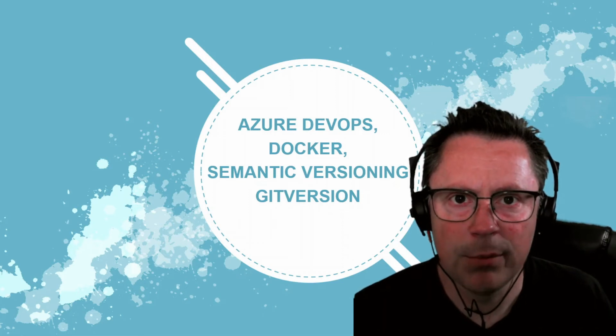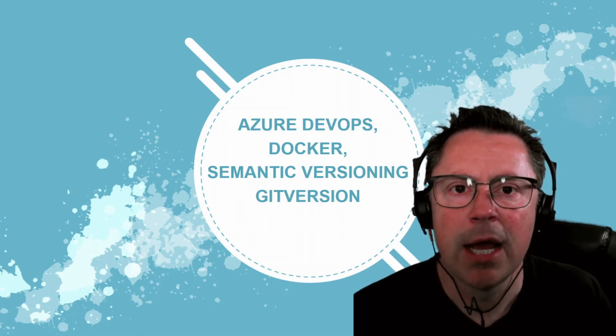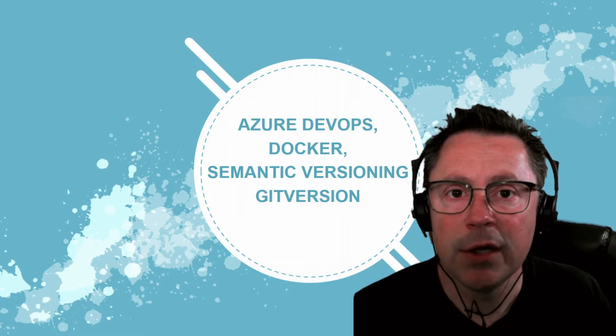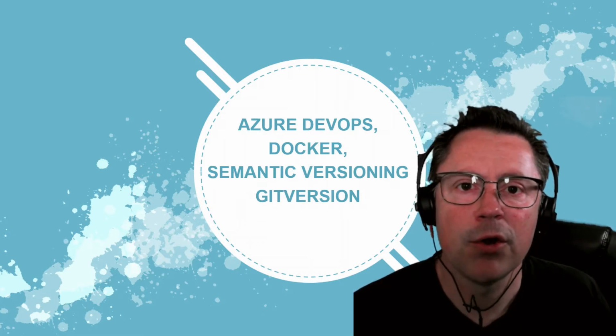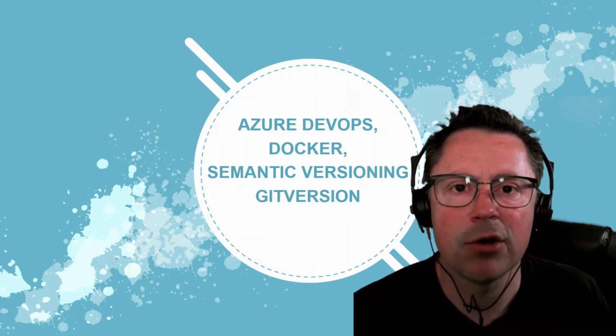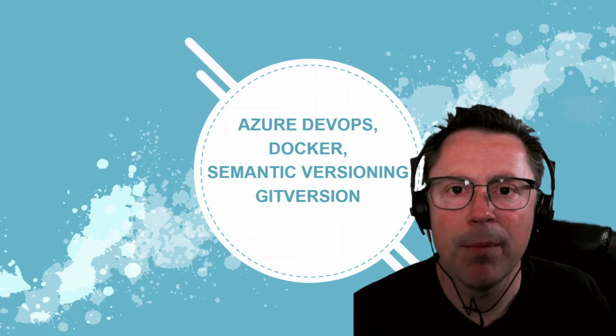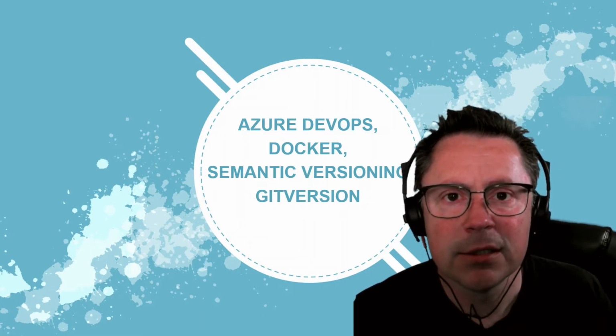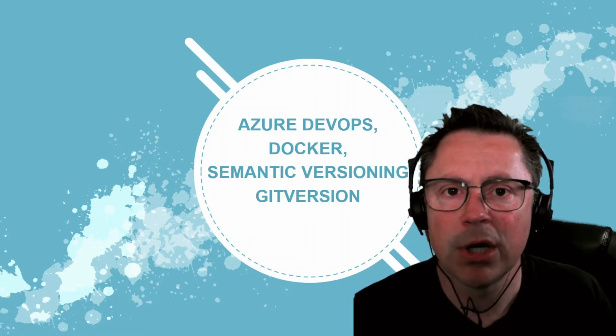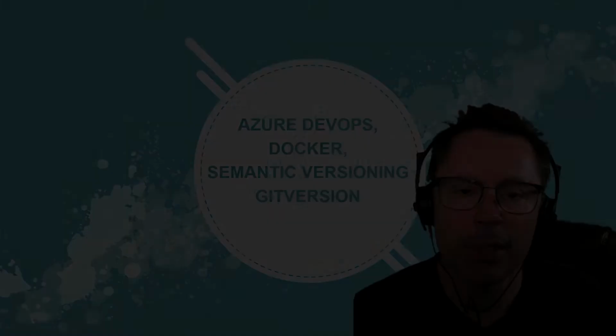So in this session, we're going to be looking at Azure DevOps, semantic versioning, using GitVersion to achieve semantic versioning, and especially with a focus around Docker images and tags around Docker, and how we would manage the workflow in Azure DevOps to be able to release a specific image to production, staging, or UAT environments.